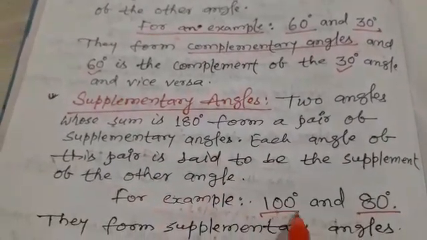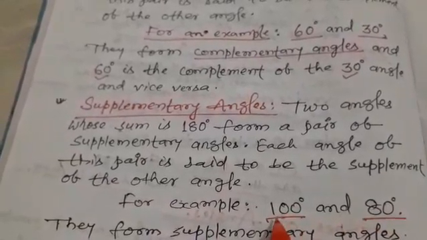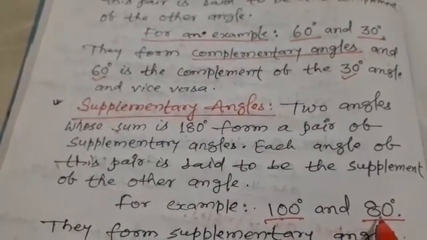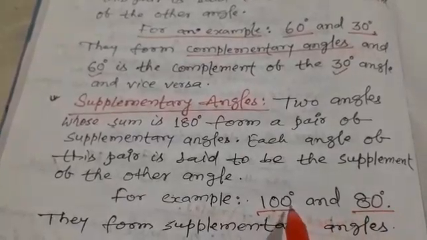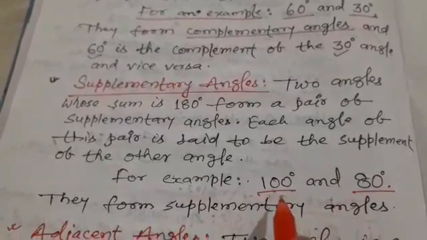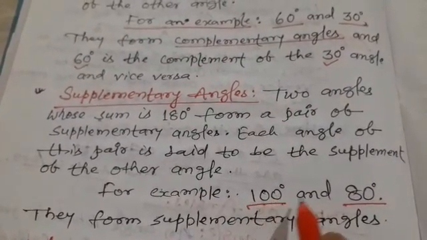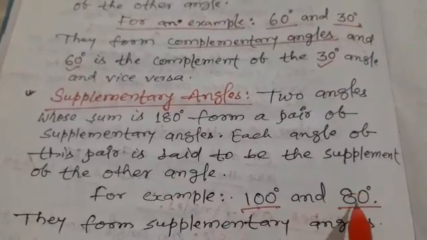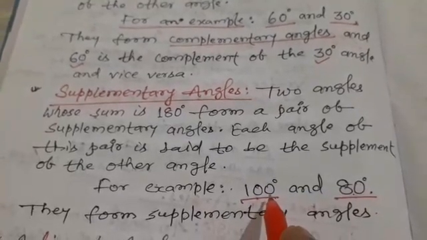For example, 100 degree and 80 degree. There are two angles. Measure of first angle is 100 degree and measure of second angle is 80 degree. Then sum of these two angles becomes 180 degree, and they form supplementary angles. And angle 100 is said to be supplement of this angle, that is 80 degree, and 80 degree also is known as supplement of this angle, means 100 degree.